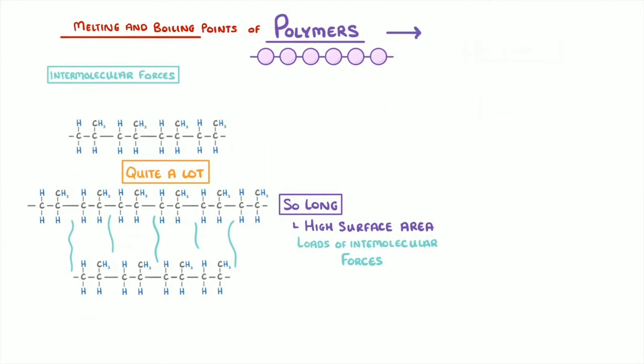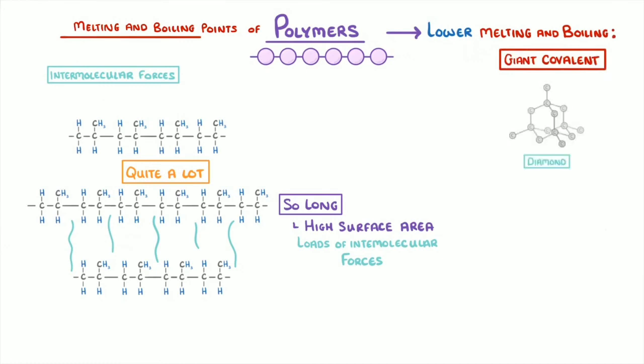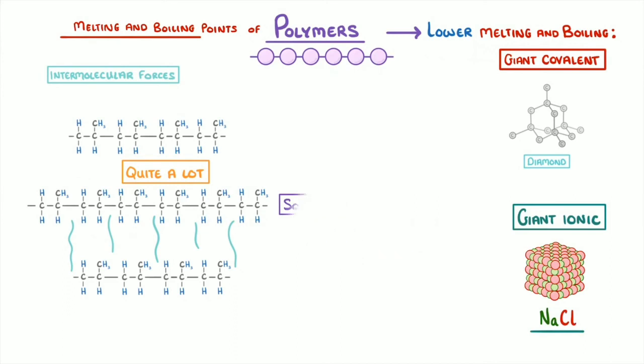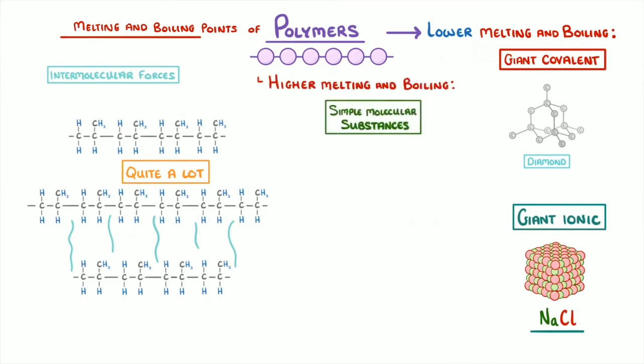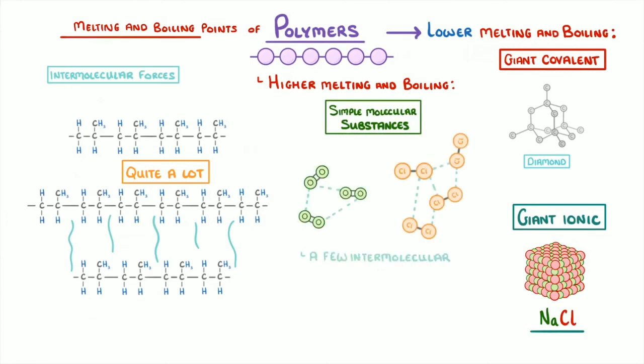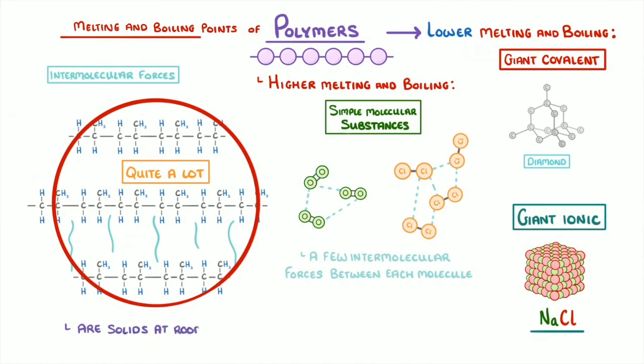So, although polymers have lower melting and boiling points than giant covalent structures like diamond, or giant ionic structures like sodium chloride, they do have higher melting and boiling points than simple molecular substances like oxygen or chlorine, which only have a few of these weak intermolecular forces between each molecule. And this is the reason why polymers are generally solid at room temperature.